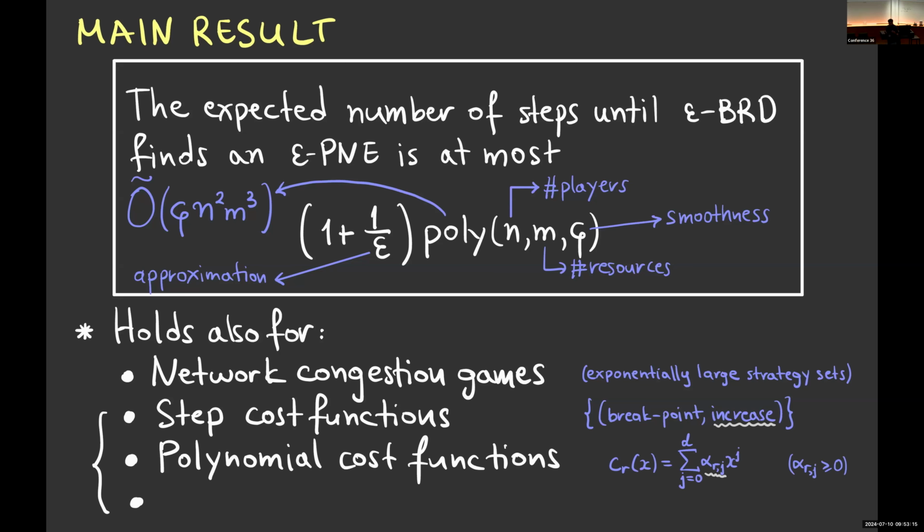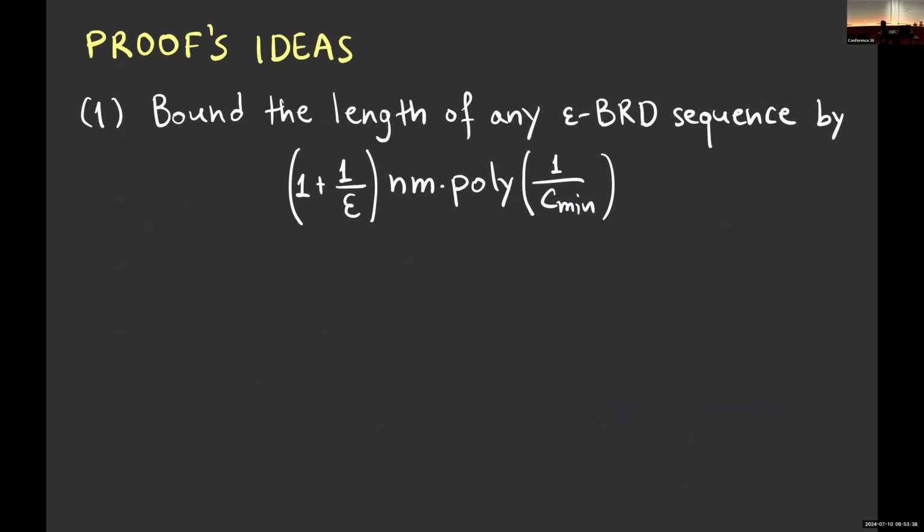Polynomial cost functions are a very popular model in congestion games. I give you implicitly the cost function through the coefficients of the polynomial, and I just perturb the non-zero coefficients. We don't perturb the zero coefficients. And even cost-sharing games, so decreasing cost functions, of the form a over x, where we then just perturb the cost.